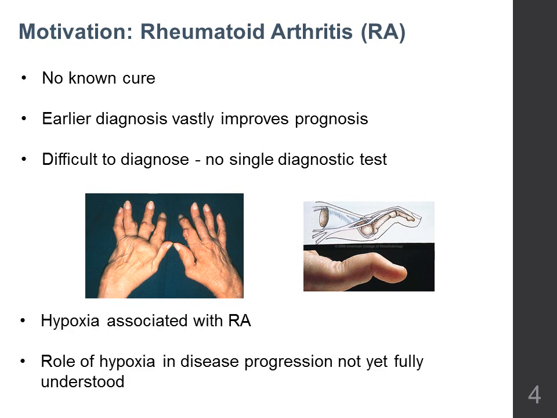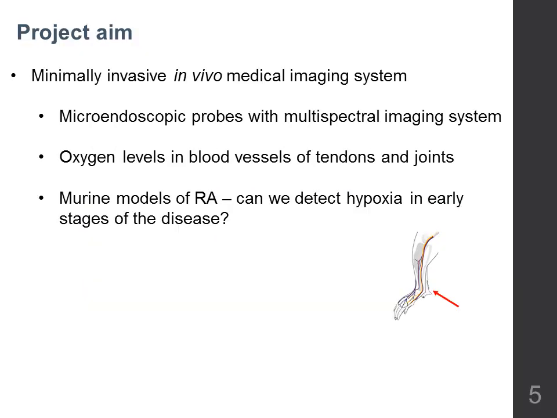But we do know that there is a link between hypoxia and rheumatoid arthritis, as with many inflammatory diseases. However, the role that hypoxia plays in early stages of the disease and in the progression of the disease is not yet fully understood, and that's the motivation for us looking into oximetry in tendons and joints, which are affected by rheumatoid arthritis.